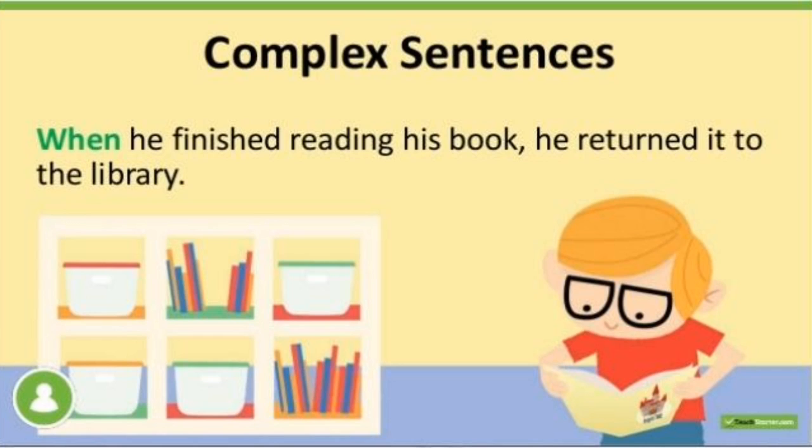He finished reading his book is an independent clause, and he returned it to the library is a dependent clause that depends upon the first clause. Here the conjunction when is used to join these two clauses to form a complex sentence.